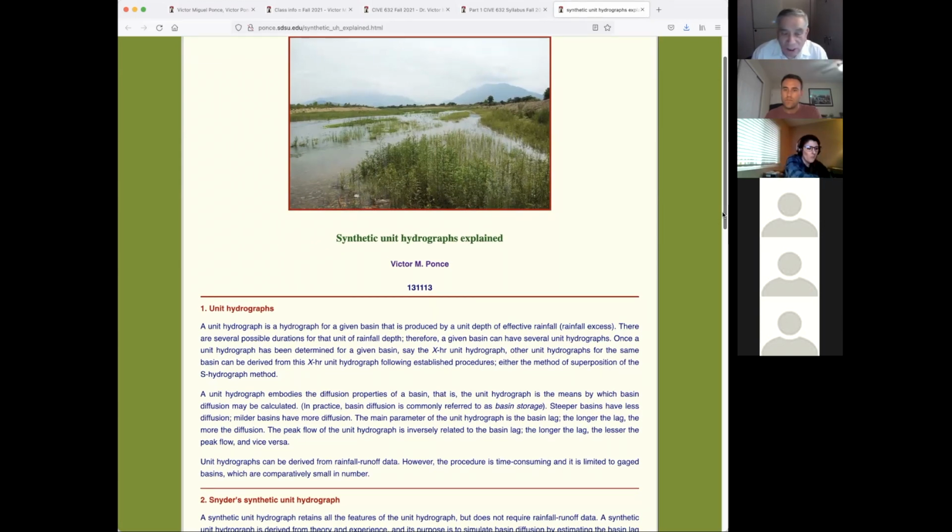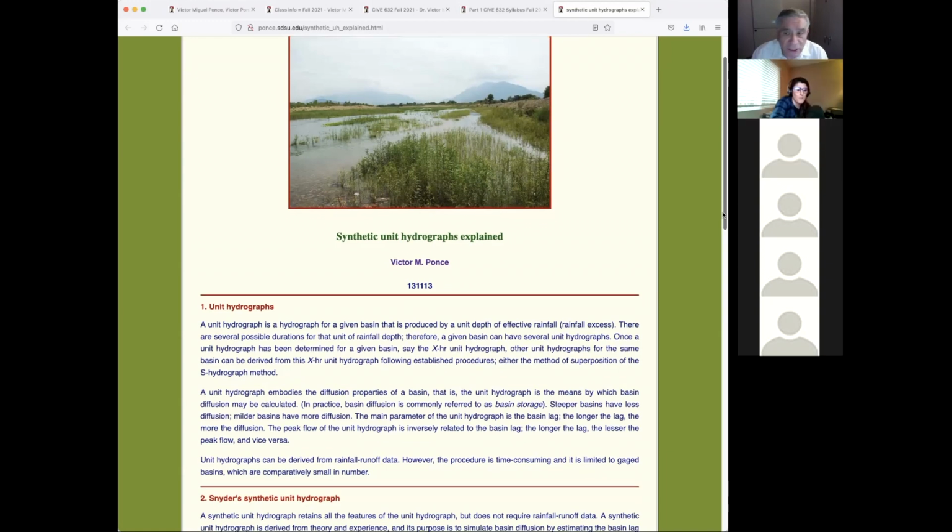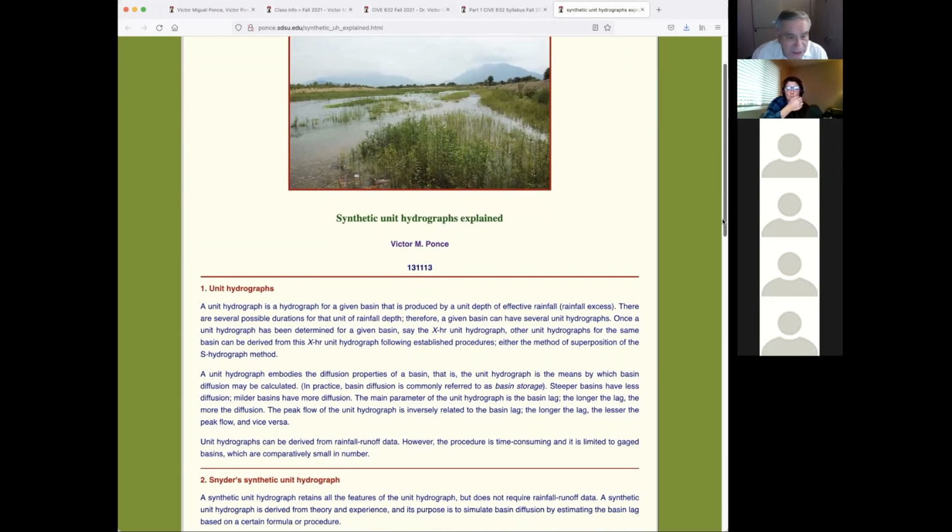So the important thing here is the fact that the duration is a unit, not that the hydrograph is a unit, or the unit is in inches or in centimeters, but not the intensity. The intensity could be not unit. So that's a unit hydrograph. So that's because it's kind of confusing.